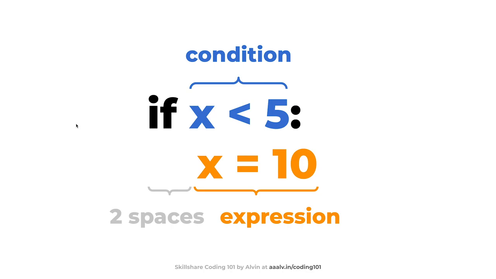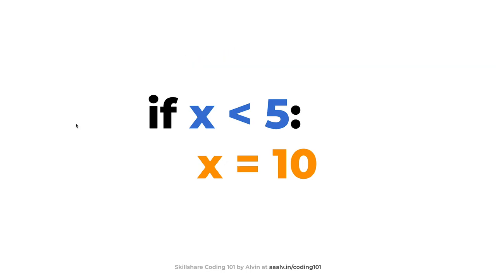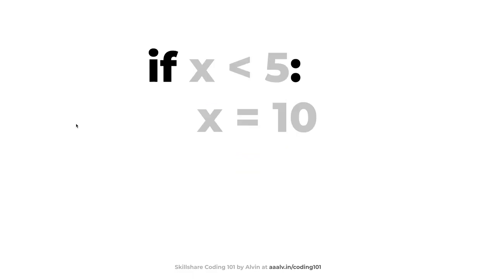We can change the condition in blue to anything we want. We can also change the expression in orange however we want. In sum, if x is less than 5, assign x to the value 10. The if statement has one more optional part.